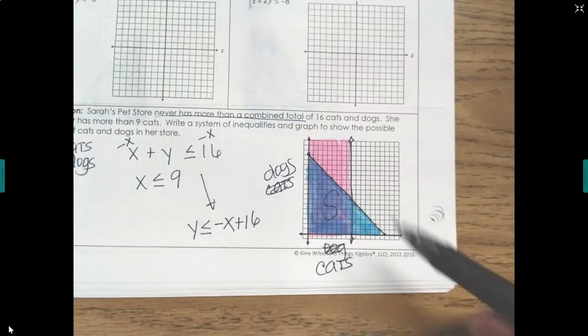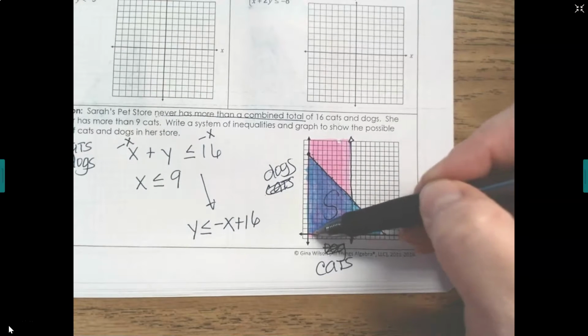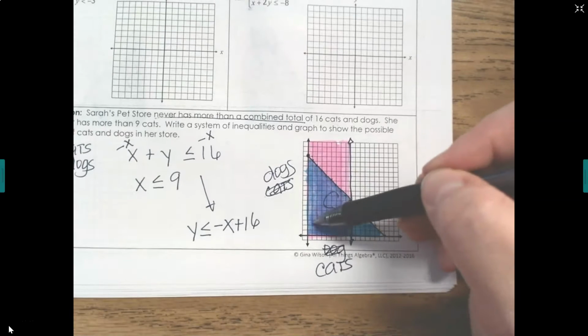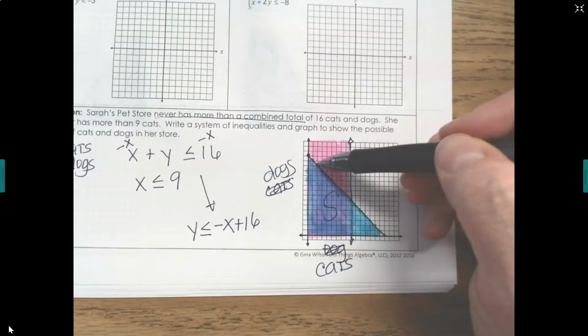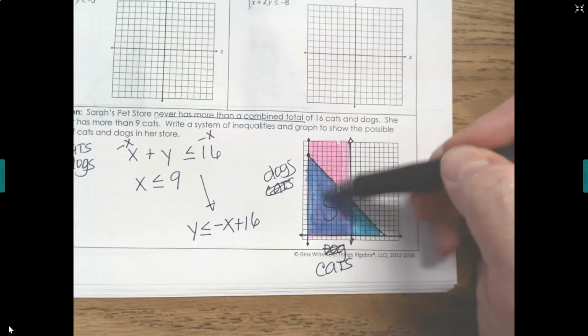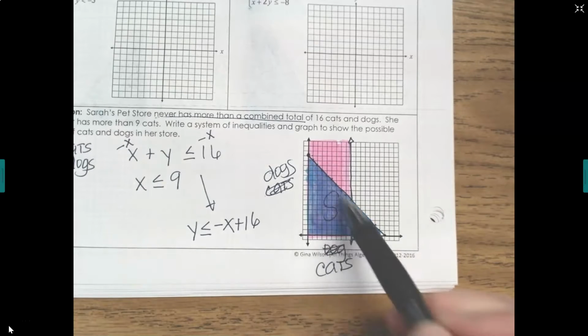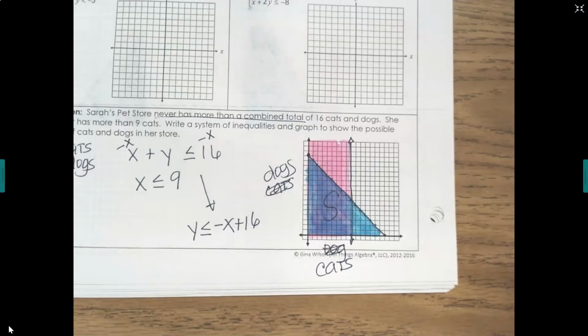Sorry about that. And so if we have 1 cat, we can have any number of these number of dogs. We have 2 cats, we can have this number of dogs. If we have 3 cats, we can have this number of dogs. So any point in here that if we were to plug it in works for both inequalities.